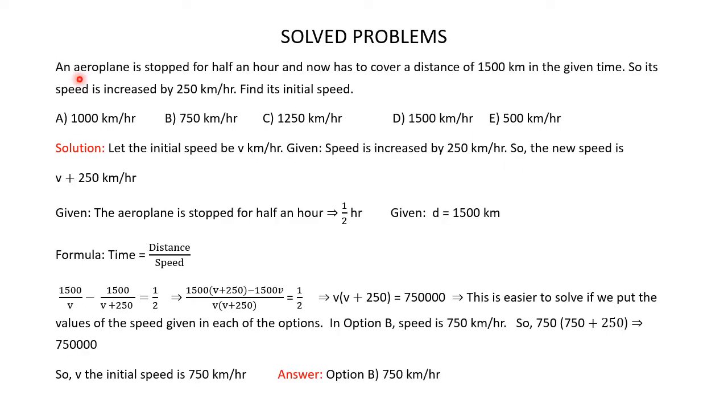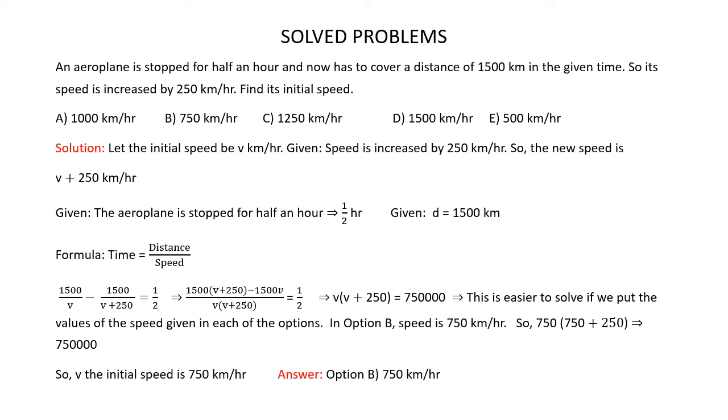An aeroplane is stopped for half an hour and now has to cover a distance of 1500 kilometers in the given time. So its speed is increased by 250 kilometers per hour. Find its initial speed. You're given 5 options here and you have to find out which of these options is the correct one. So here you're asked to find the initial speed. So let the initial speed be V kilometers per hour.